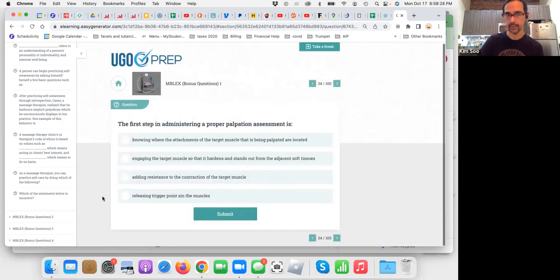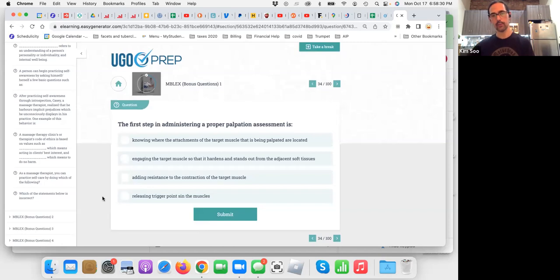Very interesting. The first step in administering a proper palpation assessment is knowing where the attachments of the target muscle that is being palpated or located. Engaging the target muscle so that it hardens and stands out from the adjacent soft tissues. Adding resistance to the contraction of the target muscle. Releasing trigger points in the muscles. First step in administering proper palpation assessment.